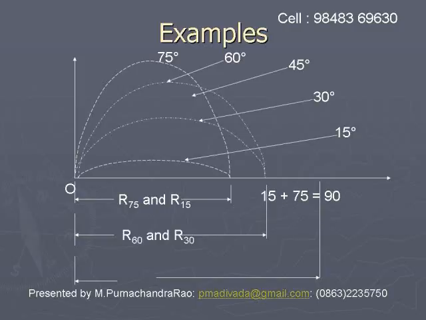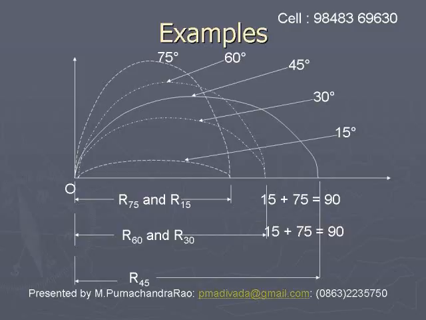Observe the ranges of 30 and 60. They will have the same range. Observe the ranges of 60 and 30. They are the same. The range is same for 60 and 30. 30 plus 60 is equal to 90. So if the sum of the angles is 90, then their ranges are equal. R45 is maximum range. Now observe the maximum heights.